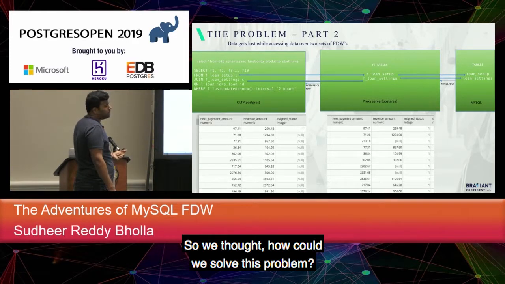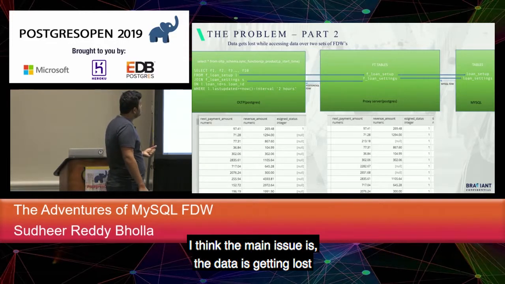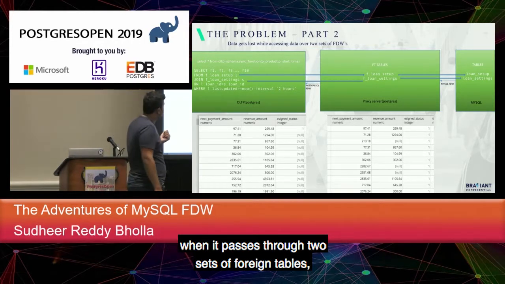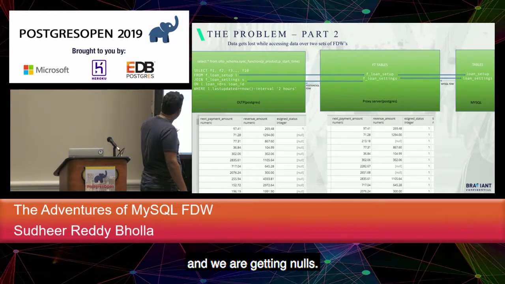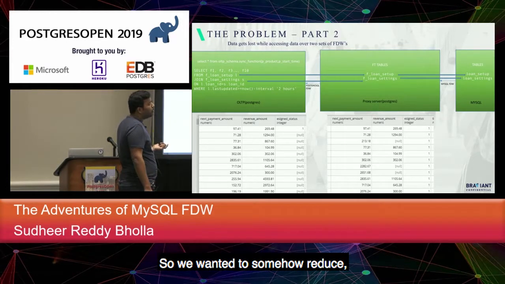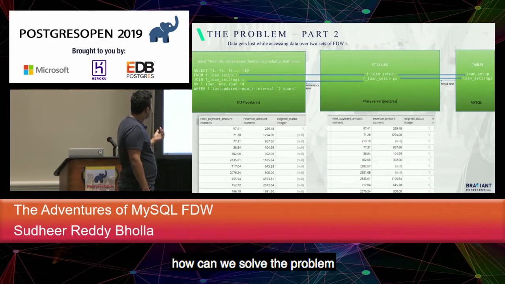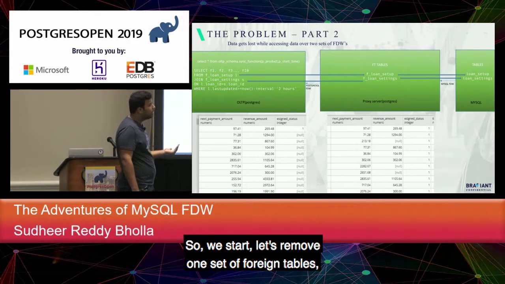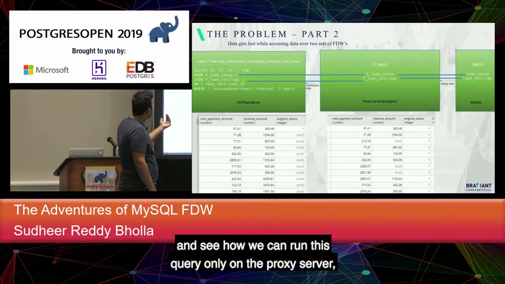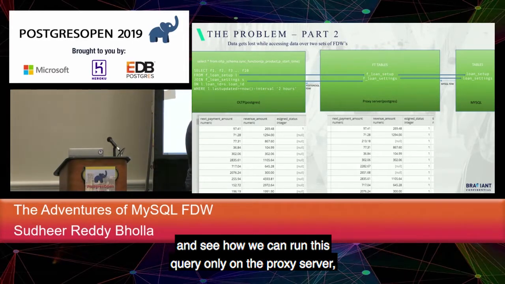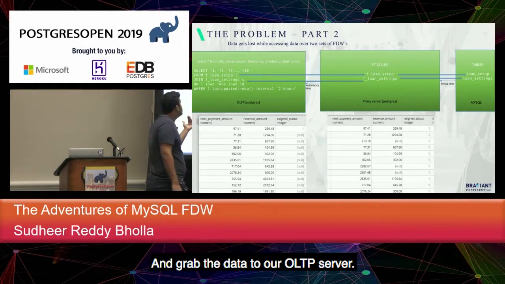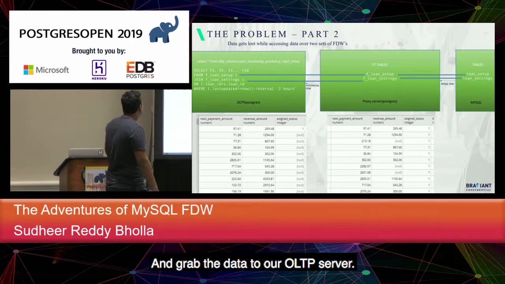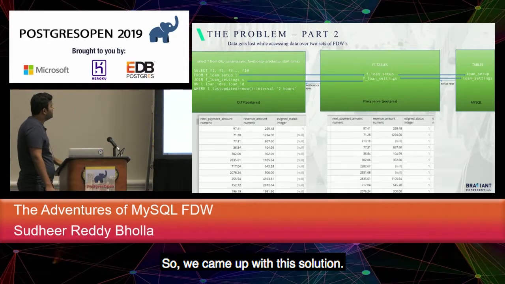So we thought, how could we solve this problem? I think the main issue is that the data is getting lost when it passes through two sets of foreign tables and we are getting nulls. So we wanted to solve the problem by getting consistent values and achieving the level of optimization required for OLTP. So we thought, let's remove one set of foreign tables and run this query only on the proxy server and grab the data to our OLTP server. So we came up with this solution.